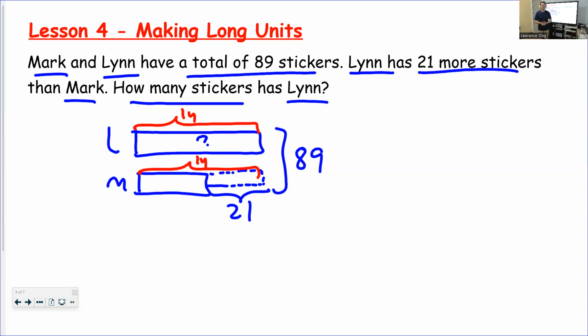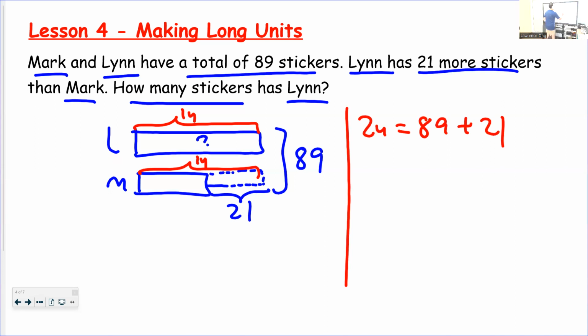So when do we stretch the rectangle? We stretch the rectangle when we want to find the value of the longer box, which is Lin. Lin has a longer box, so we want to find the value of the longer box. So when you stretch it, what will happen to the total? Now, you have 2 units, and the total will increase, right? Increase by 21 because the model has become bigger. So 89 plus 21, you will get 110.